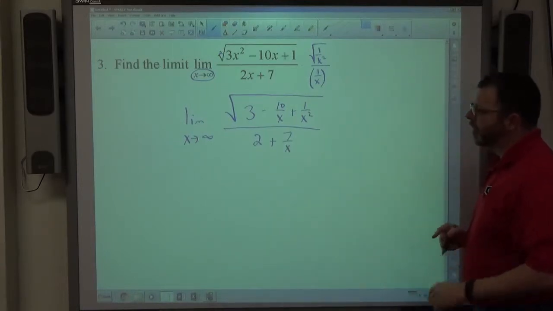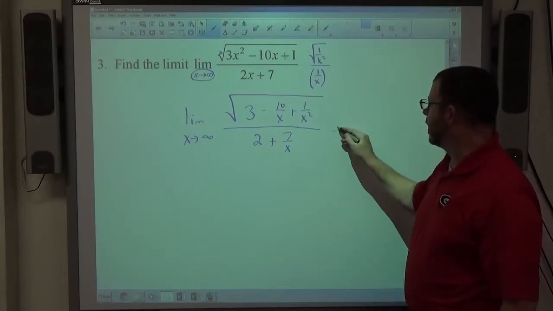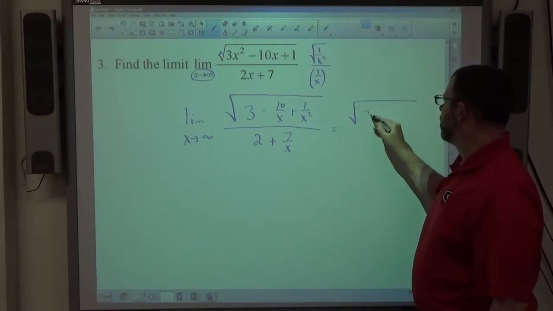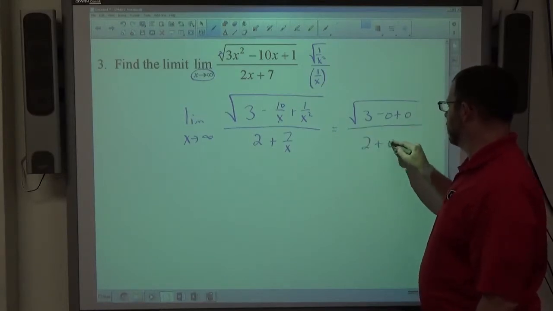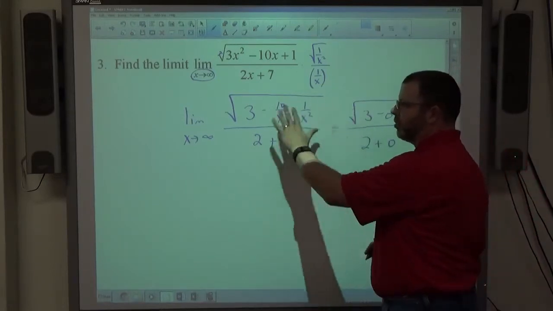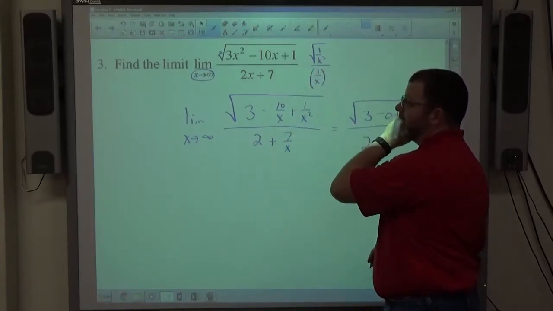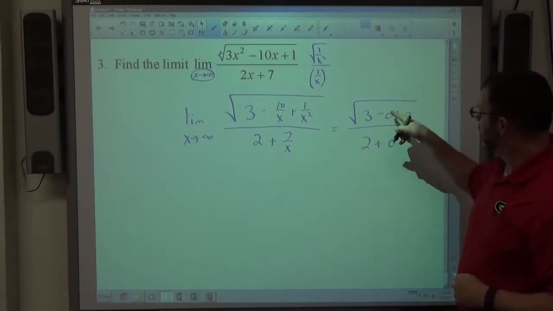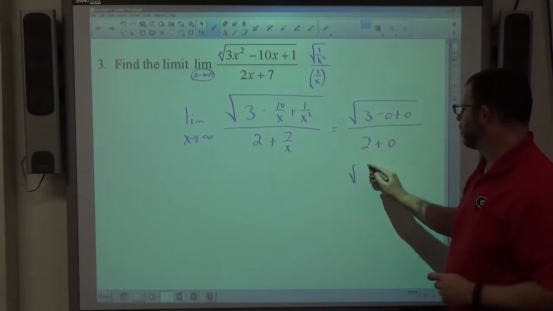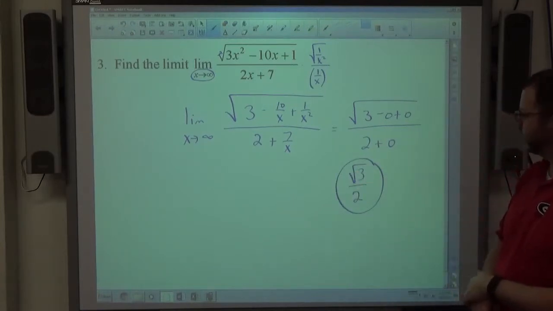As we approach infinity, any number divided by x or x squared is going to go to 0. So we end up with, on top, the square root of 3 minus 0 plus 0. On the bottom, we get 2 plus 0. So once we've created this structure where every object's been multiplied by 1 over the highest power of x, we create a situation where we can substitute the infinity in. All these zeros just go away, so I end up with the square root of 3 over 2 as the limit.